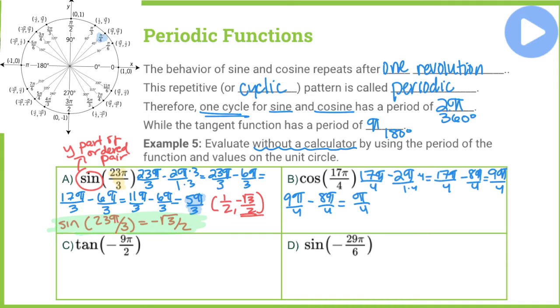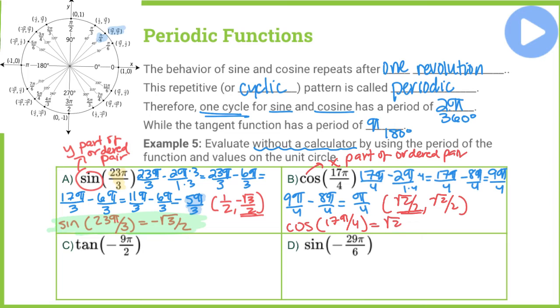And pi over 4 is on the unit circle, and that gives us the point square root of 2 over 2, square root of 2 over 2. And cosine is the x part of the ordered pair, which would be this part here. So cosine of 17 pi over 4 equals square root of 2 over 2. And that is our final answer for question B.